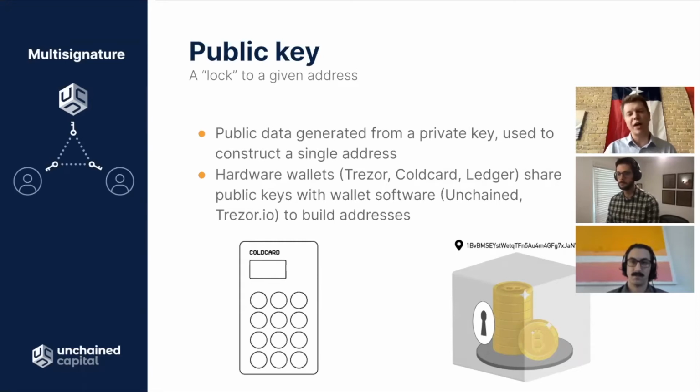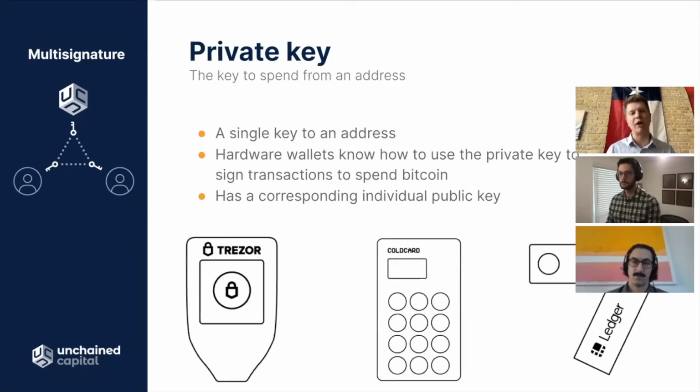And going off of that public key idea, we then have the private key. So if the public key is the lock, the private key is the key that unlocks Bitcoin from a given address. So the private key is the single key to an address. Hardware wallets, your Trezors and your Ledgers and your Cold Cards, they know how to use this private key to sign transactions and spend Bitcoin. These devices are really, really good at leveraging private keys. Every private key is going to have a corresponding individual public key.